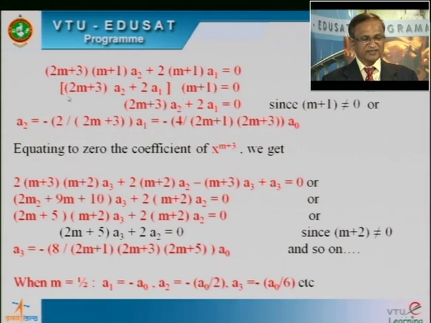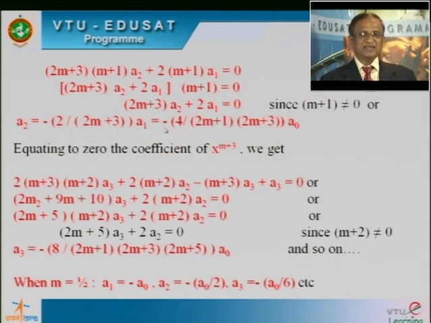Or it can be written in this form: (2m plus 3), and m plus 1 is common, so you can take it out and the remaining thing can be written in this form. The same thing can be written as (2m plus 3) a2 plus 2 a1 is equal to 0, because m plus 1 is not equal to 0. Okay. So from this equation you can obtain the value of a2. So a2 is equal to minus 2 divided by (2m plus 3) into a1. We are already familiar with the value of a1. You can substitute the value of a1 and simplify. I hope you will get minus 4 divided by (2m plus 1)(2m plus 3) into a0.